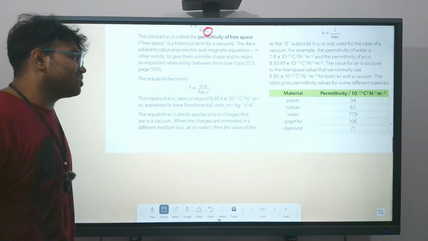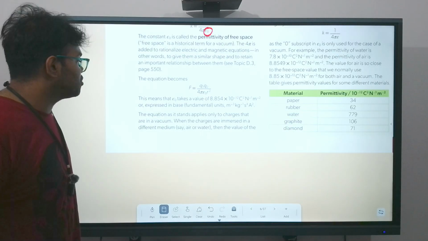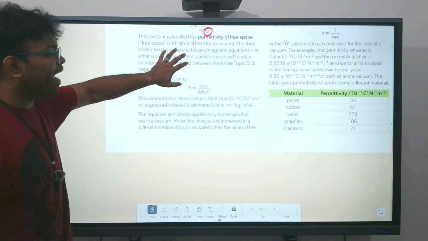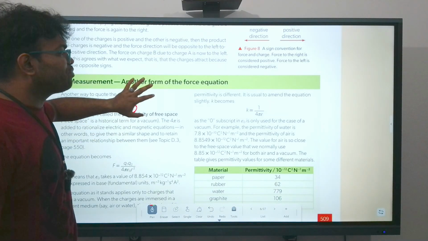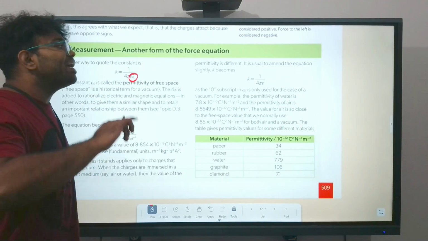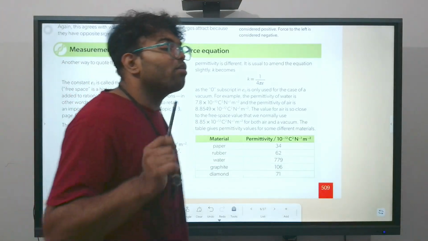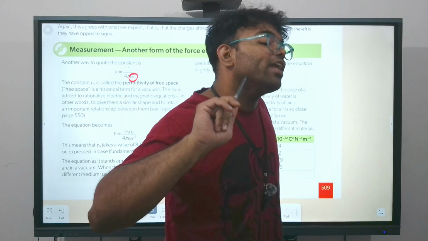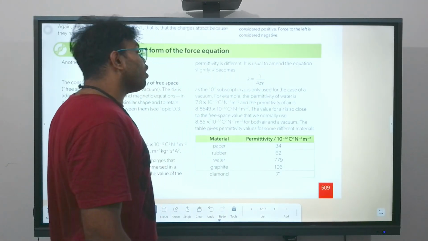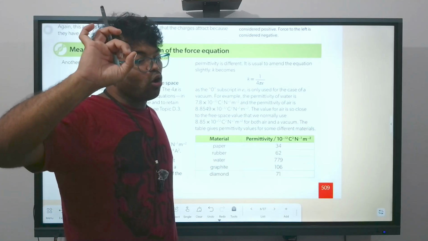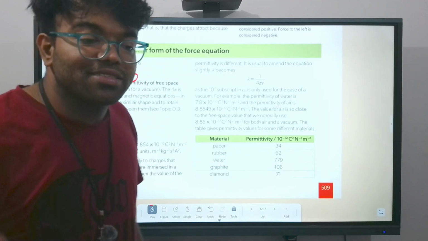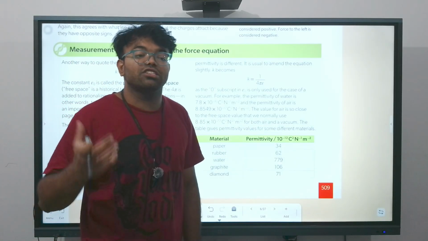The equation as it stands applies only to charges that are in vacuum. When the charges are immersed in different media, say air or water, then the value of the permittivity is different. It is used to amend the equation slightly. k becomes equal to 1 upon 4 pi epsilon. Epsilon naught would mean that the medium is a vacuum. But if the medium is no longer a vacuum, then the subscript naught changes and you are left with epsilon, where epsilon represents the permittivity of the medium in which the charges are kept.